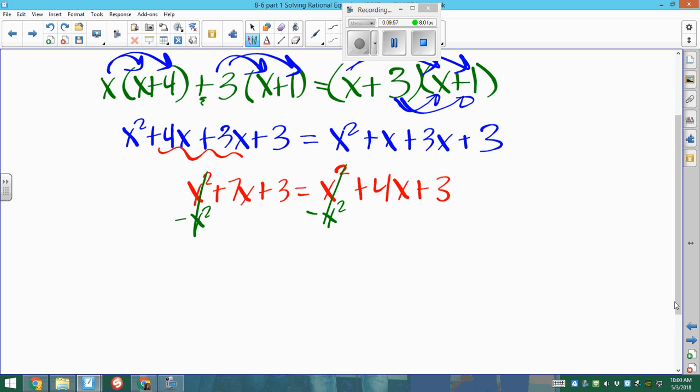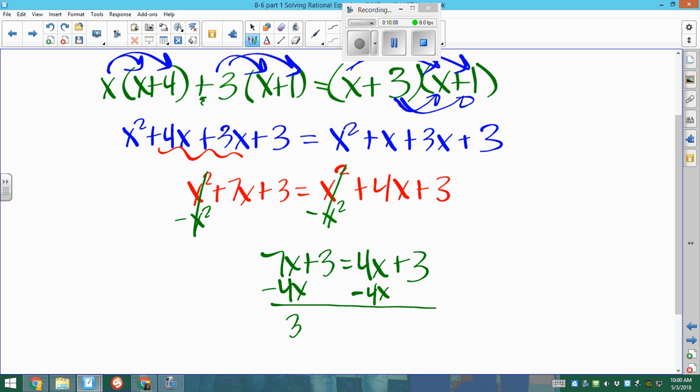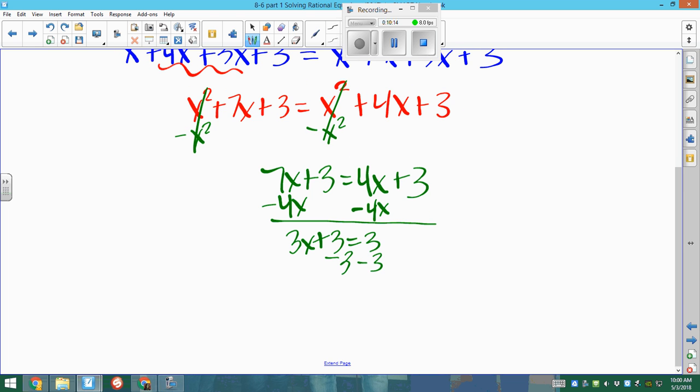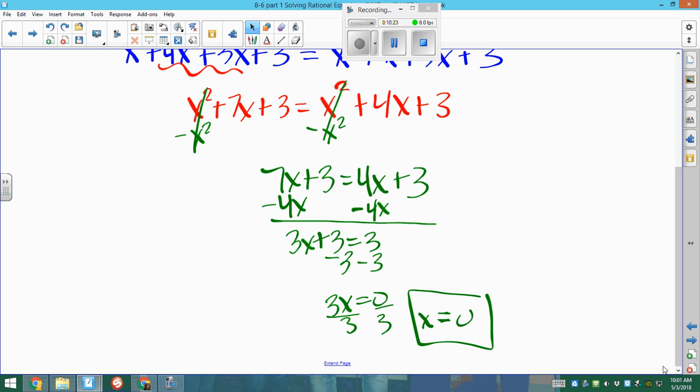So now that means I don't have a quadratic equation. I actually have a linear equation that we're working with. Same idea, so I want to get my x's on the same side. That's going to leave me with 3x plus 3 equals 3. I'm going to subtract 3 to isolate the x. And I actually get 3x equals 0, divide by 3, x is equal to 0. So we have one solution here because that ended up being a linear equation.